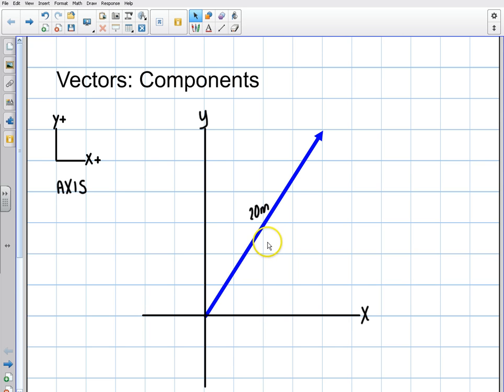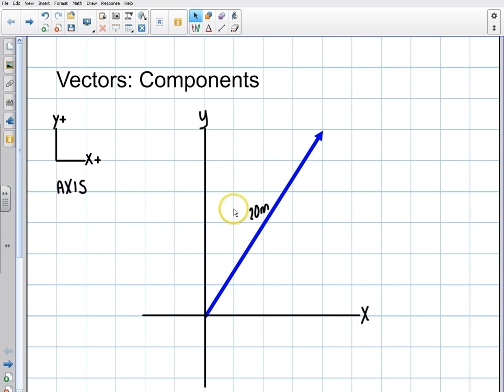Now, the reason we need to define the x and the y for vectors is because this is the only way that we can break it down and add up the components. If you notice, this vector is not along the x completely and it's not along the y completely. It's got a little bit of both. So I need to take the part of this vector that runs along the x and find it, and the part that runs along the y and find it. We're going to do that in a minute.